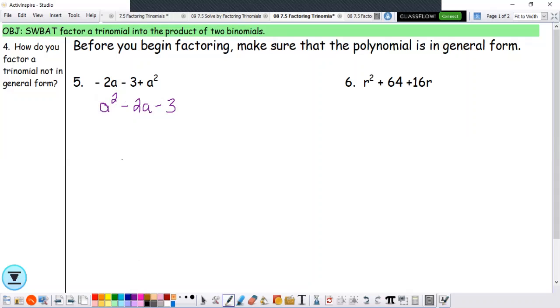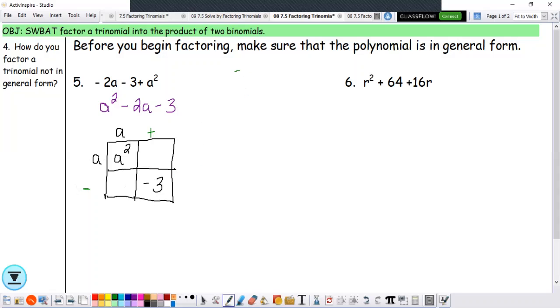And then, if you're being asked to factor, you can factor as you have been. We can put a squared in the top left corner. We can write -3 in the bottom right corner, and we know that a times a will give us a squared. And because our constant is negative, we can say that one of the numbers has to be positive and one of them has to be negative in order to get us our middle term, and also in order to multiply to give us the -3.